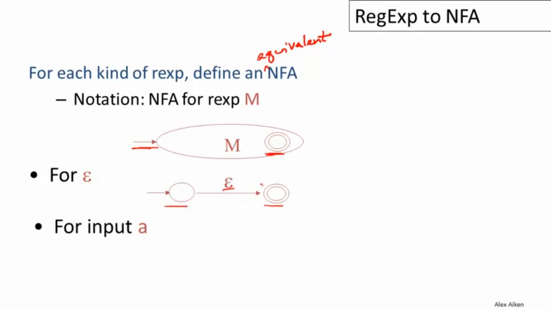Similarly, for a single character A, we can define a one transition, two state machine that accepts that one character. So from the start state, we can move to the final state if and only if we read that particular character. Okay, so those are our two simple regular expressions, and now we have to do the compound regular expressions.